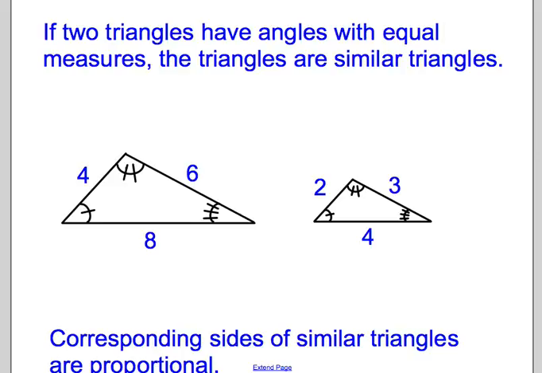2 times 2 gives you 4. 3 times 2 gives you 6. And that's what this is saying at the bottom. Corresponding sides of similar triangles are proportional. Corresponding sides are the sides of the triangles that, if you take this one and set it up over here, which ones match up?